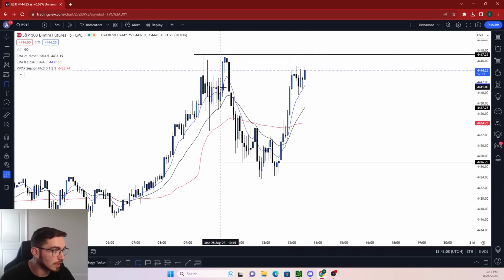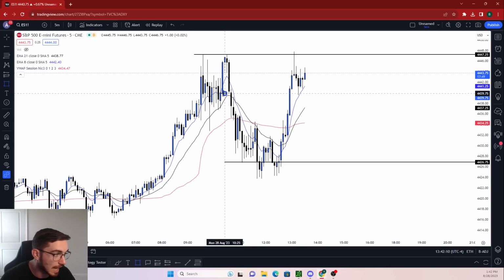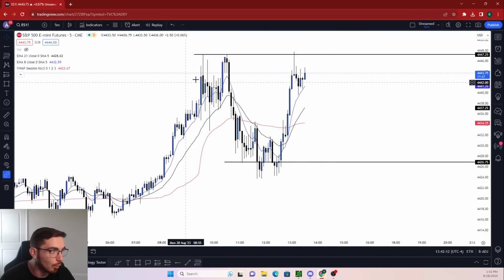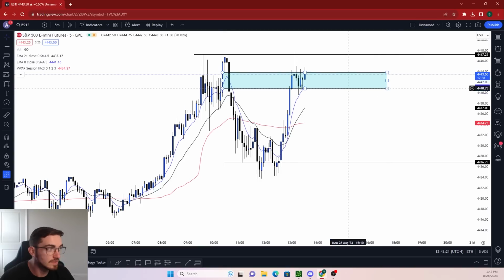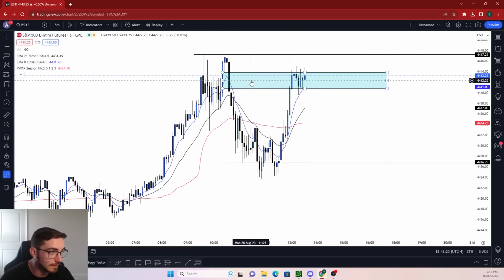Well, what else do we have on here? We could also be aiming for this fair value gap right here, very small one. Or we could be aiming for this fair value gap right here. Say you're aiming for the middle of the zone right there. That could serve as a take profit zone as well.